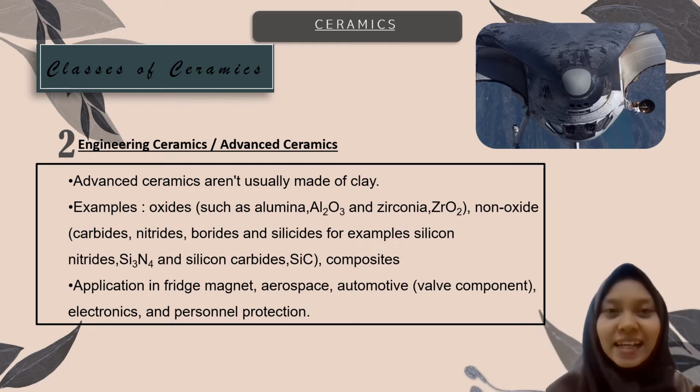The second class of ceramics is advanced ceramics or engineering ceramics. Advanced ceramics are not usually made of clay. Industrial inorganic chemicals such as artificial raw materials with particular features necessitate more complex processing. Examples are oxides such as alumina and zirconia, and non-oxides: carbides, nitrides, borides, and silicides. For example, silicon nitride and silicon carbide.